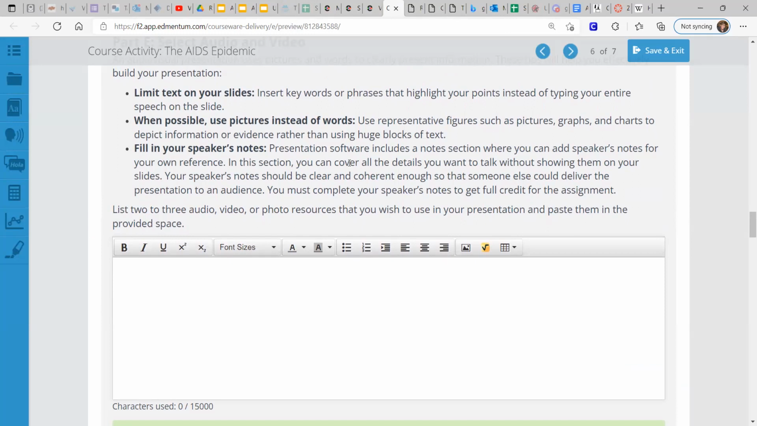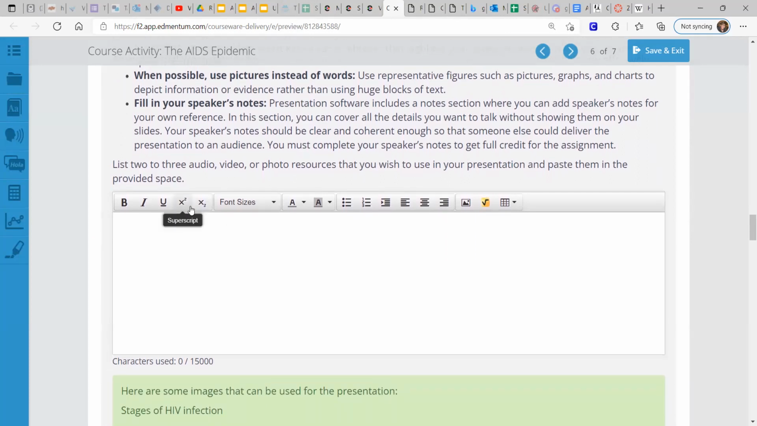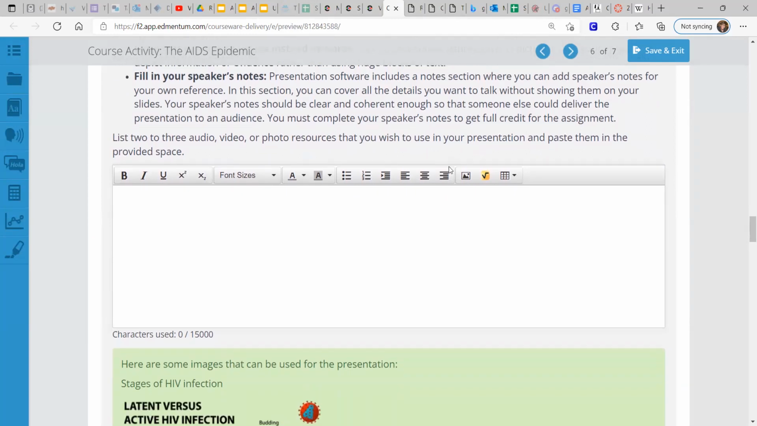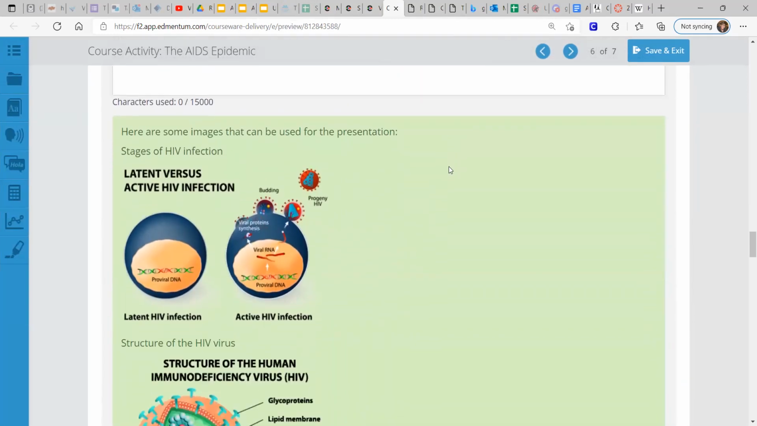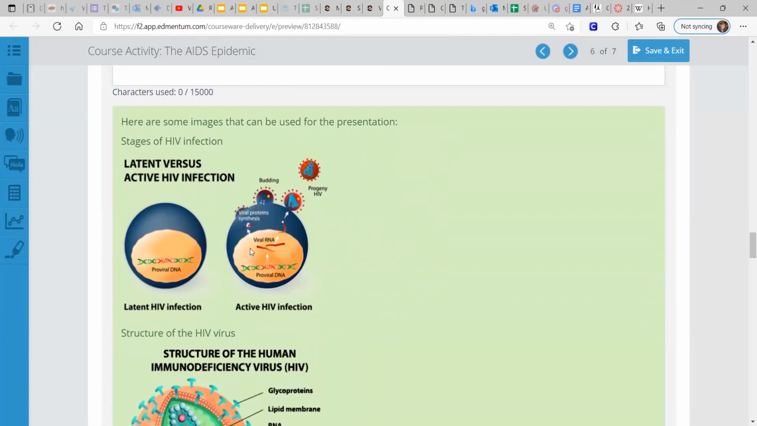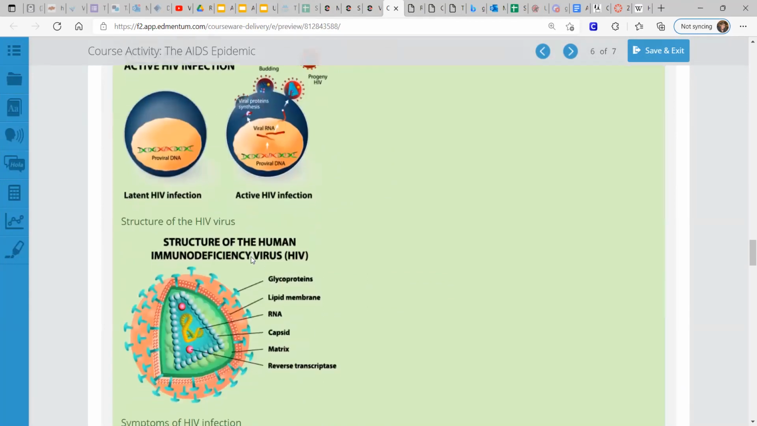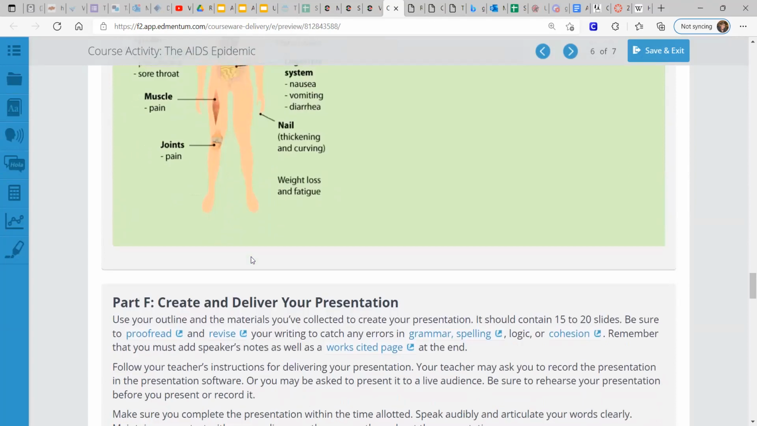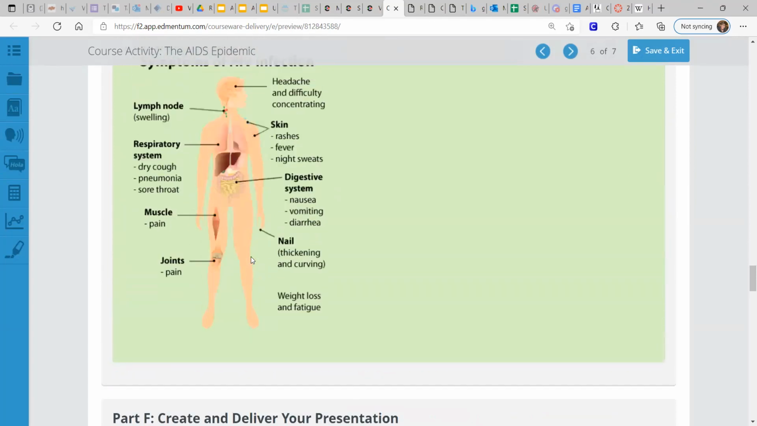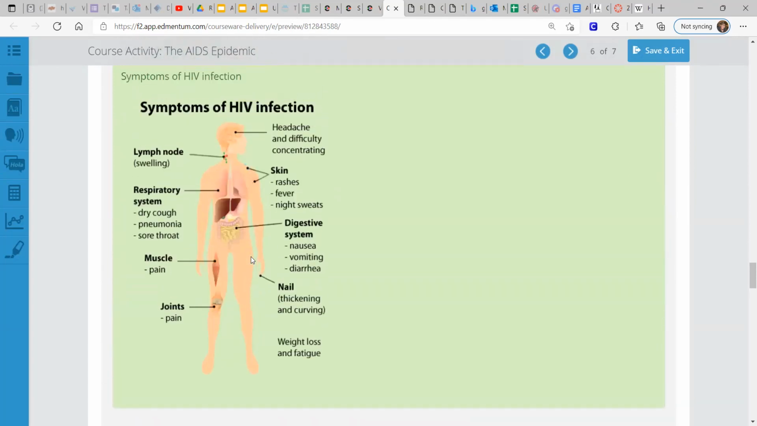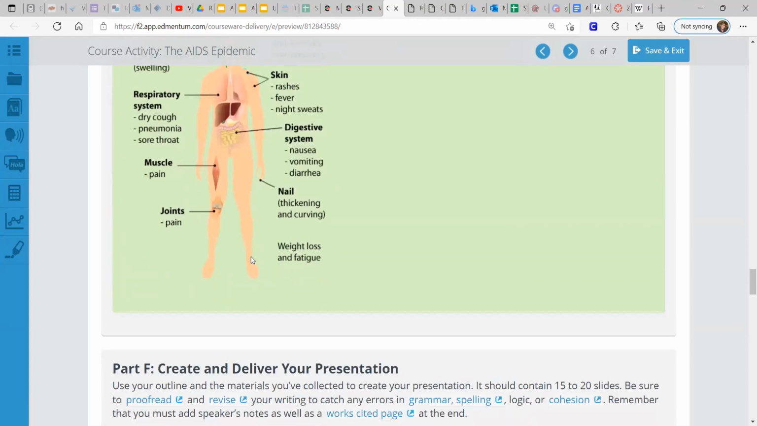You must complete your speaker's notes to get full credit for the assignment. So you want to list 2 or 3 audio, video, or photo resources. So here's an example of a picture. You can just paste the picture in there. And these are good examples of what you may put in the presentation.